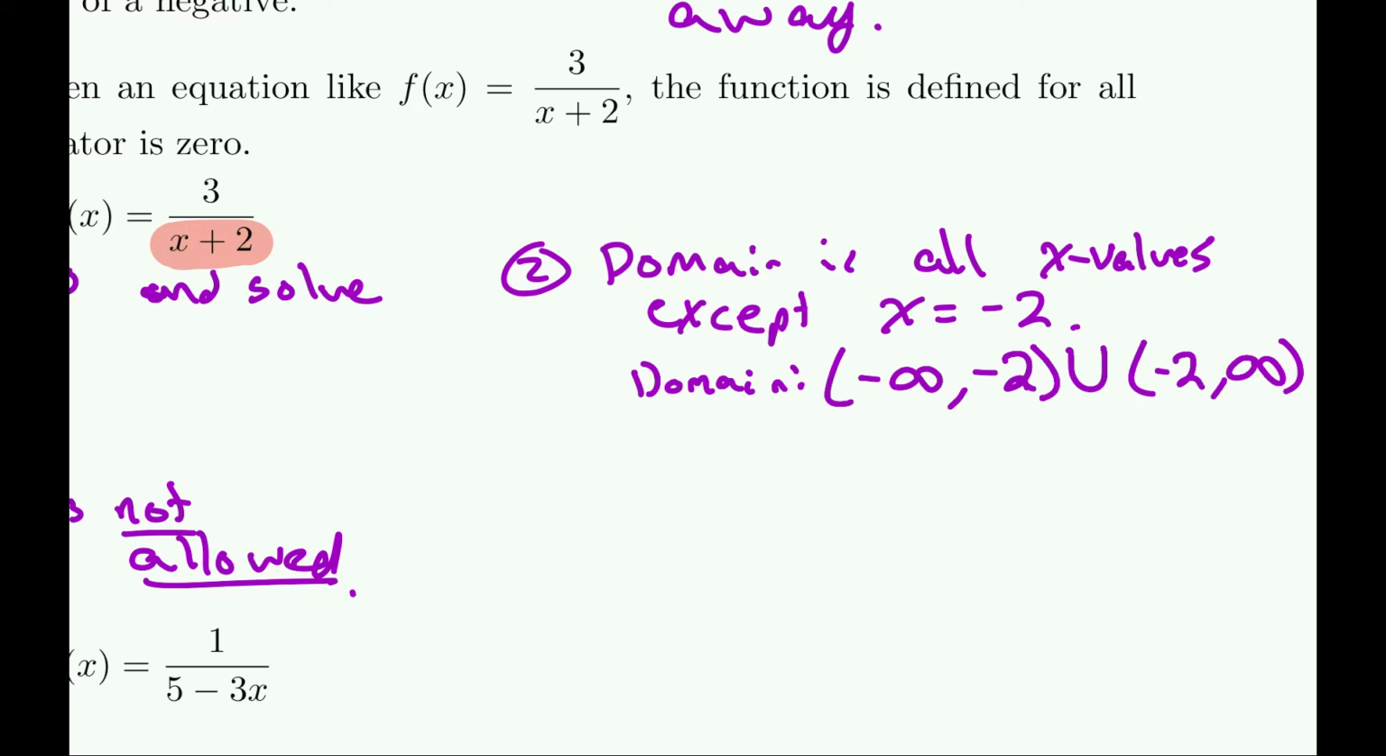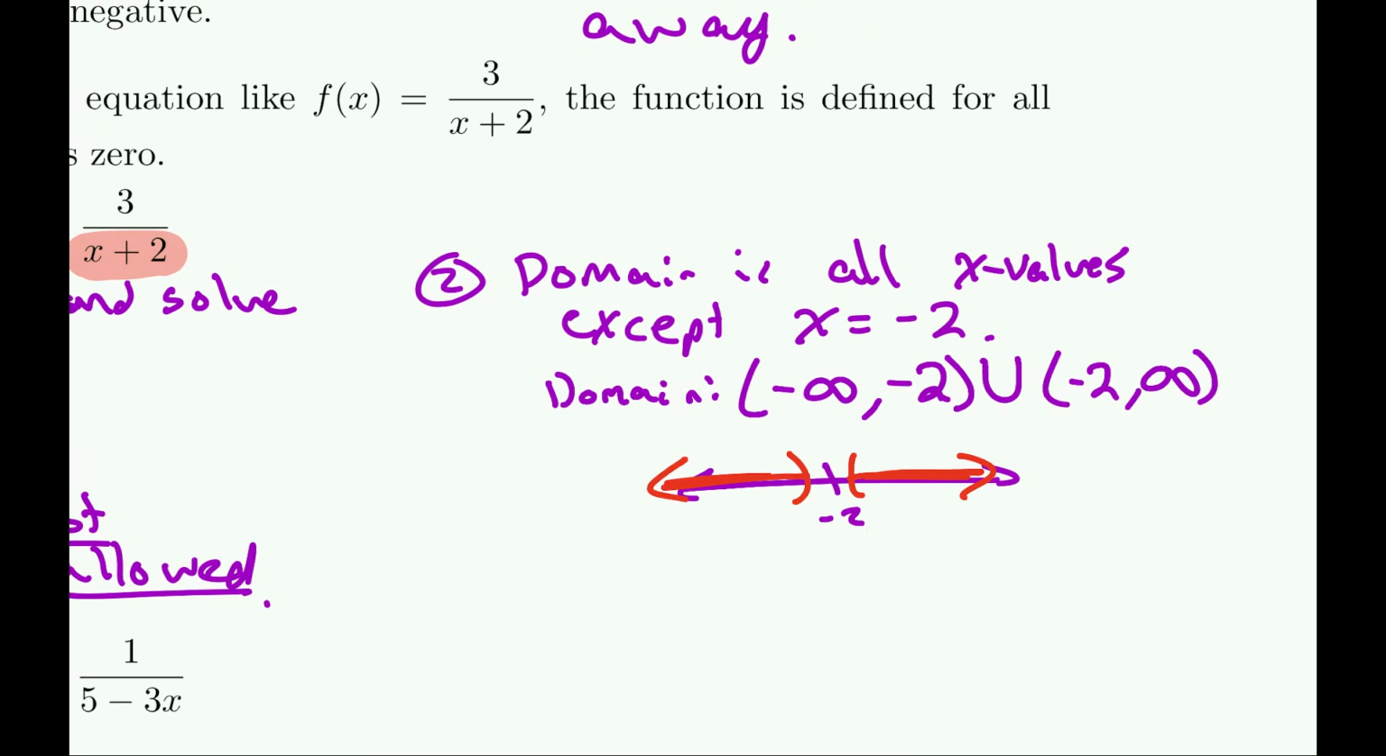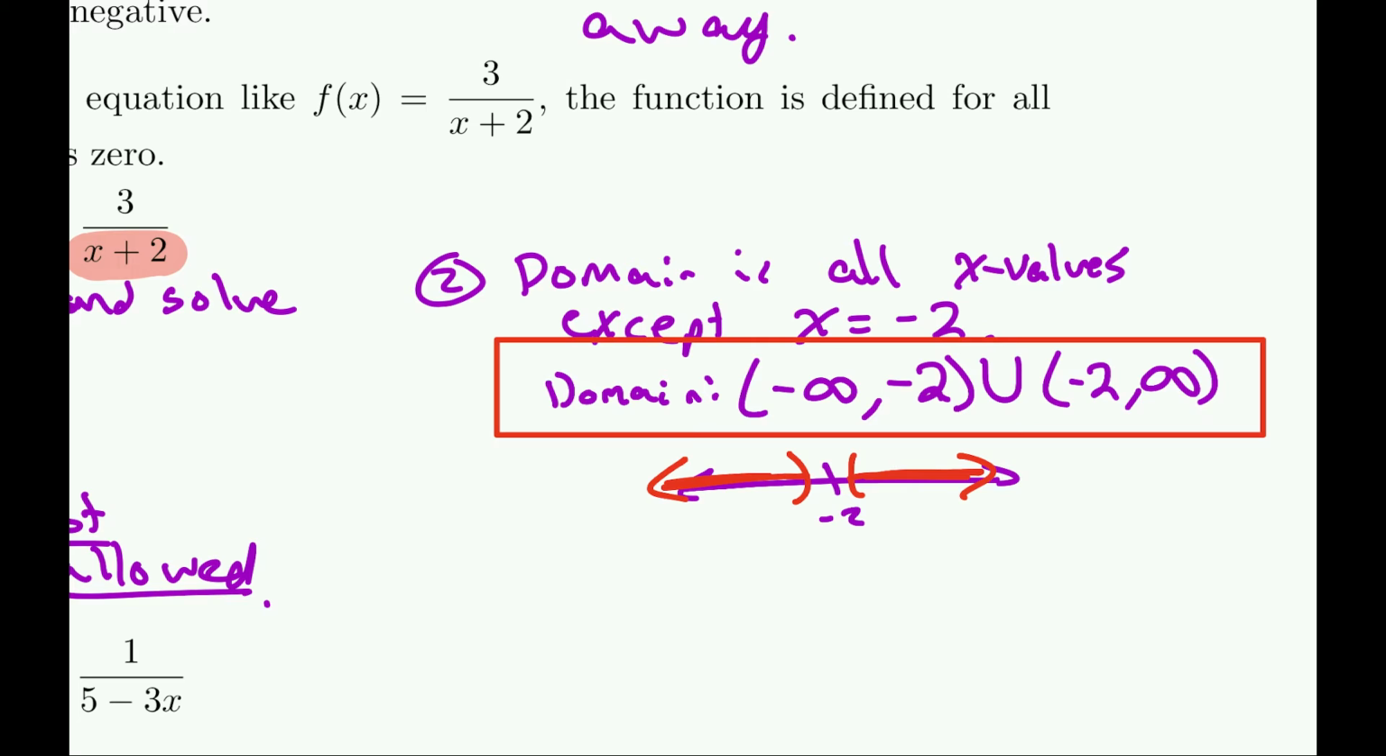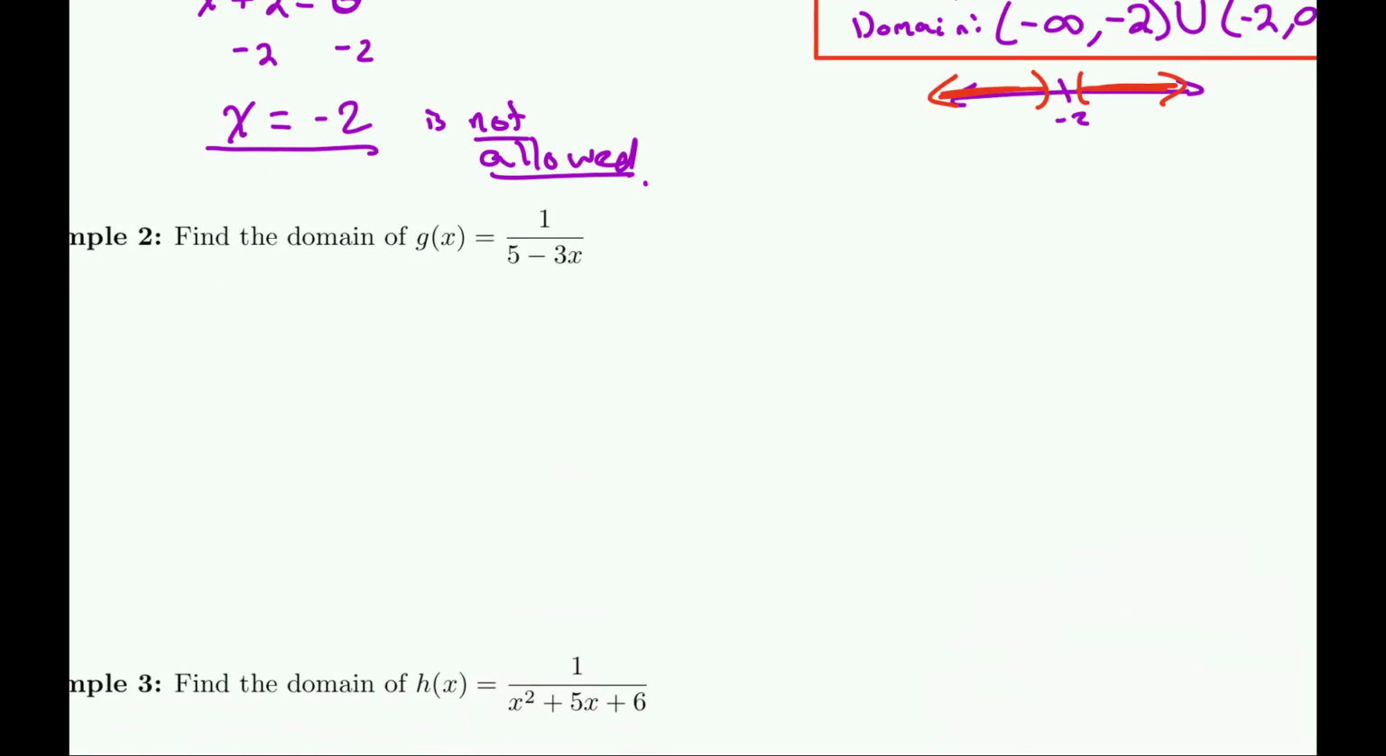On a number line, which is not the answer but the idea is this: if -2 is here, we want everything this way and everything this way, but right here we want to leave out. So this right here is this, and this one over here is this. So your answer is actually this: all of the x values except -2. So that's the procedure that you follow on all of these.